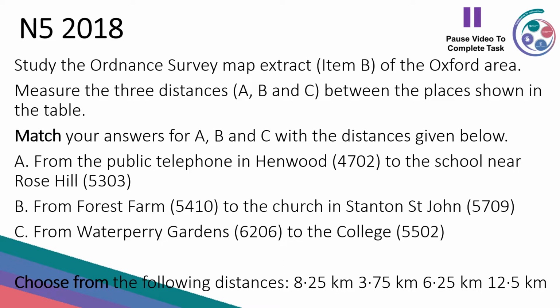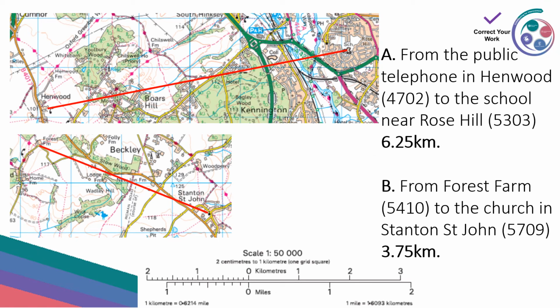So you want to measure the distance between these two places, and the first question is looking for the public telephone to the school, and then you want to essentially halve that distance in centimetres to find our actual answer. So here we go, this was the first one. The letter A is from the public telephone to the school, and you can see that was 6.25 kilometres.